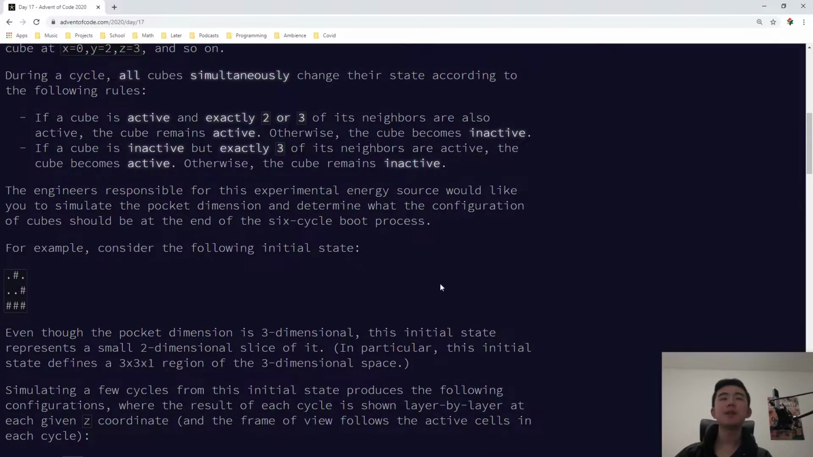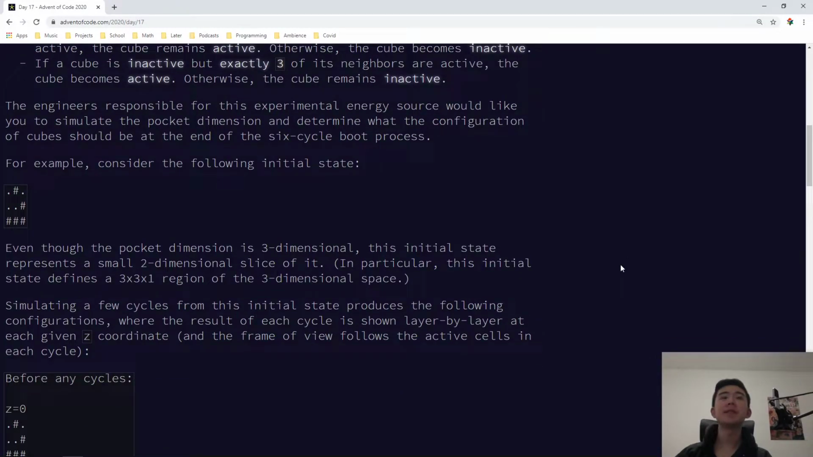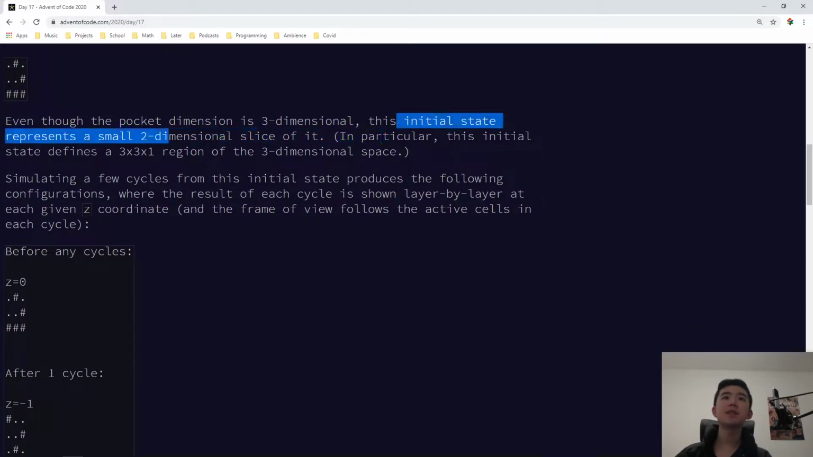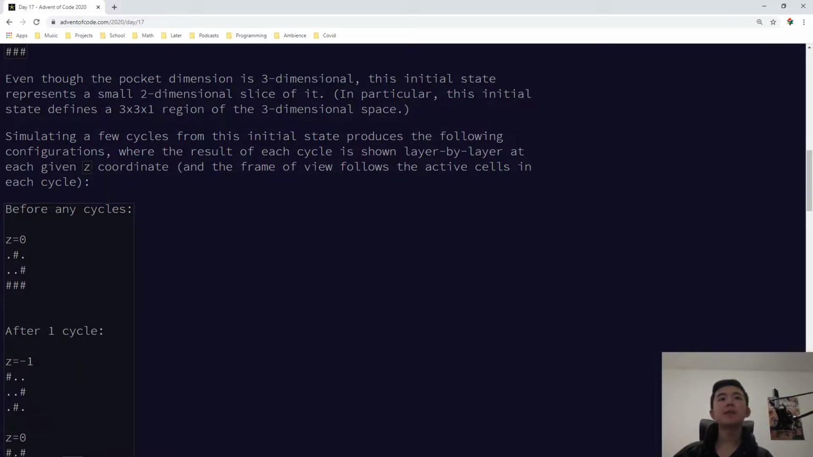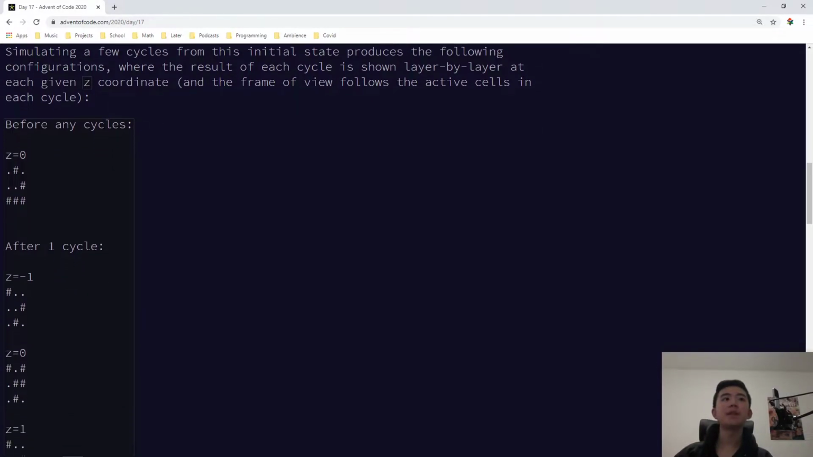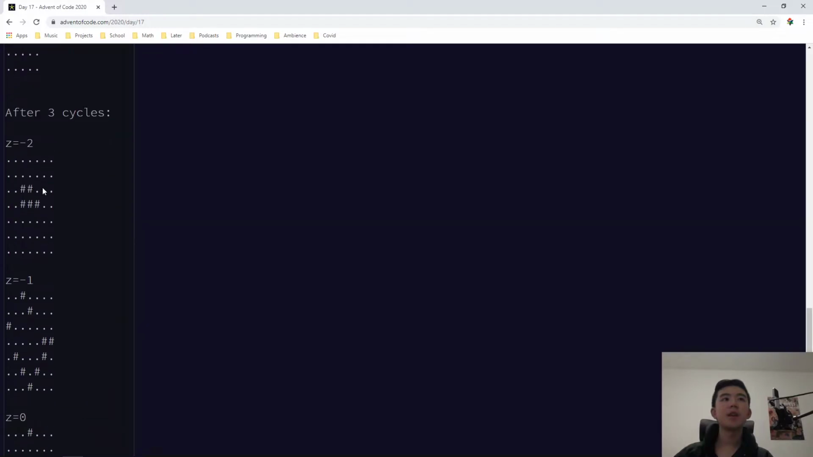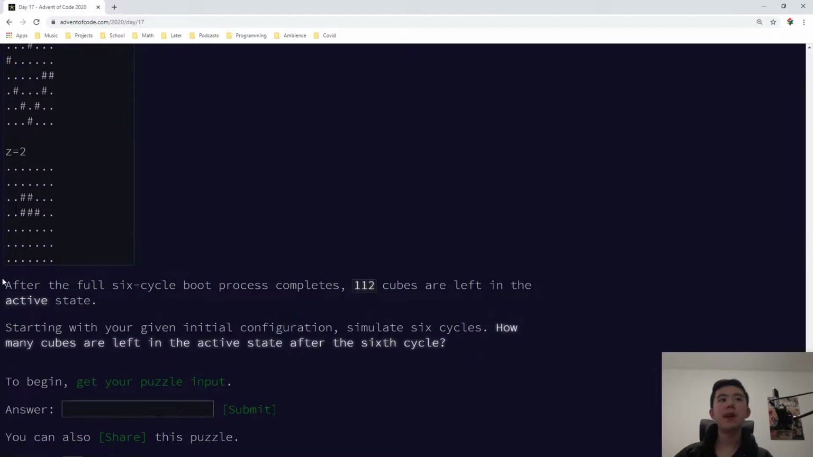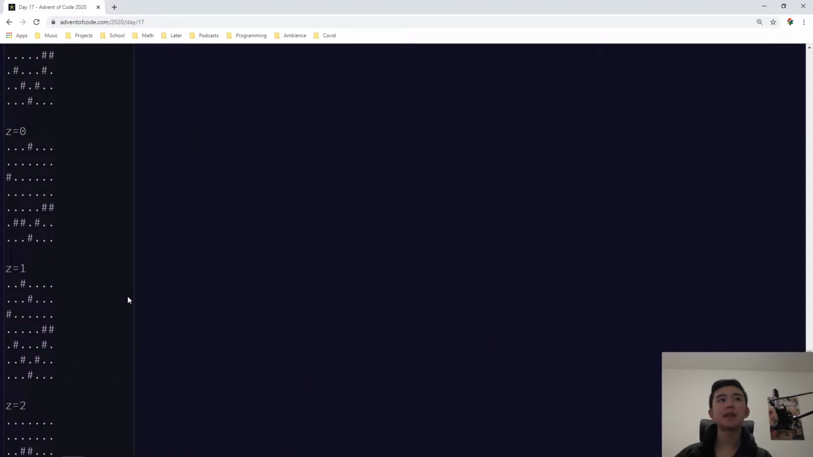Okay, the engineers responsible for this experimental energy source would like you to simulate the pocket dimension and determine what the configuration of cubes should be at the end of the 6-cycle boot process. For example, consider the following initial state. And it gives an example. Even though the pocket dimension is 3-dimensional, this initial state represents a small 2-dimensional slice of it. So it's just a flat region. That's what the input describes. Simulating a few cycles from this initial state produces the following configurations. Okay, and then it just goes into this pattern. After the full 6-cycle boot process is complete, 112 cubes are left in the active state.